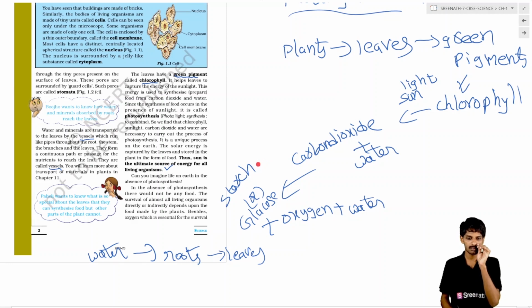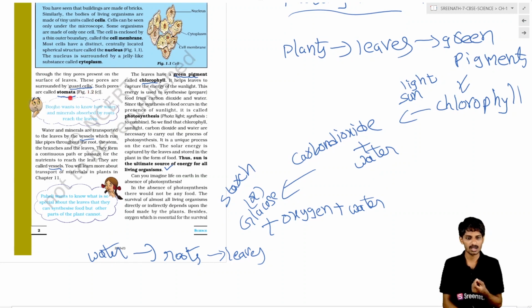Those small holes are called stomata. Basically we call it stomata. Surrounding those holes there are some guard cells.